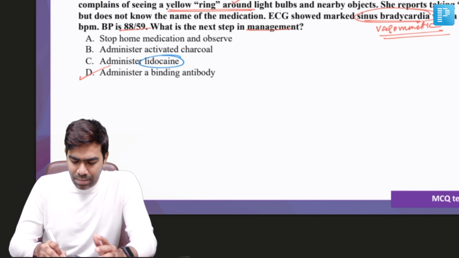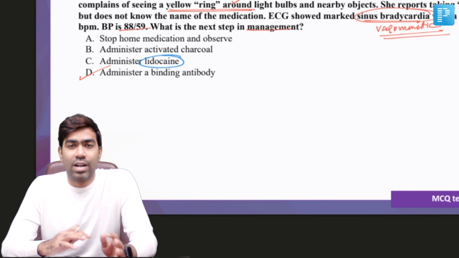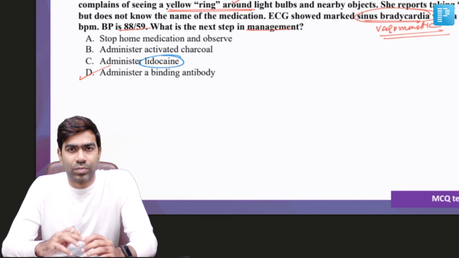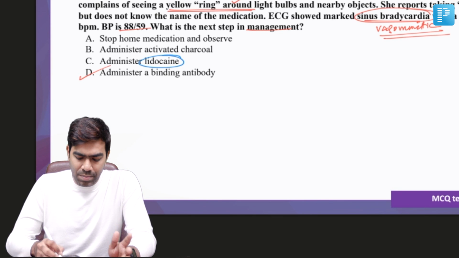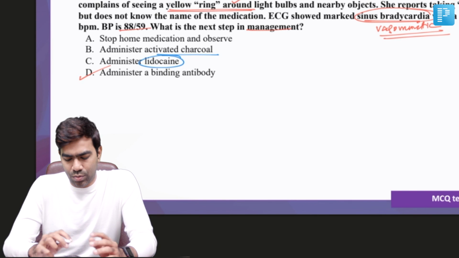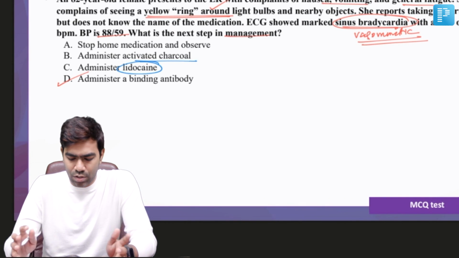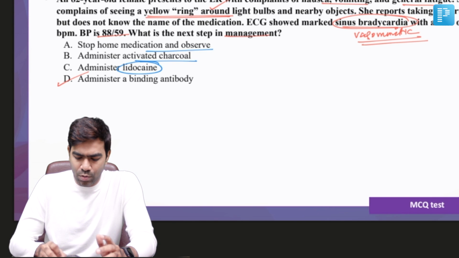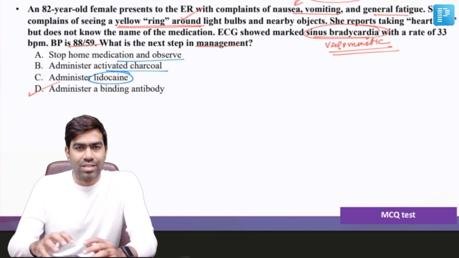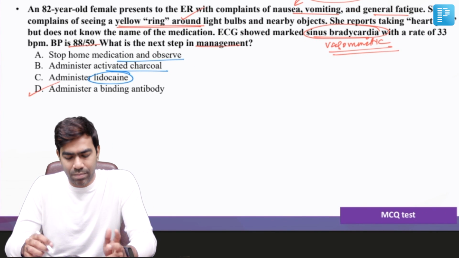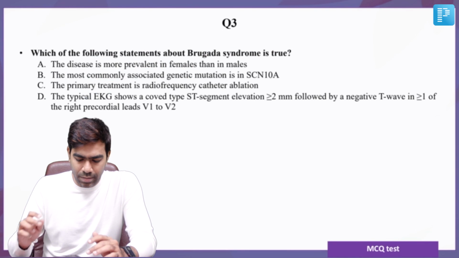Lignocaine may be an option in an emergency case of digitalis toxicity with ventricular tachyarrhythmias, especially VTs. Before giving digibind, you can try lignocaine in that situation. Administering activated charcoal, we don't really do that if the patient presents beyond 6 hours. It's not going to be that effective. And stop home medication and observe is also not going to be an appropriate management in this situation because the patient is having a clear-cut bradyarrhythmia that is causing hemodynamic compromise.